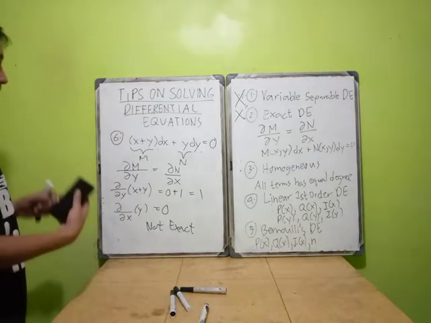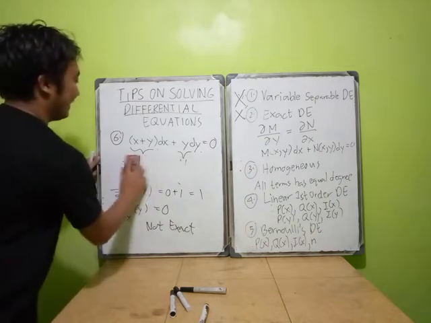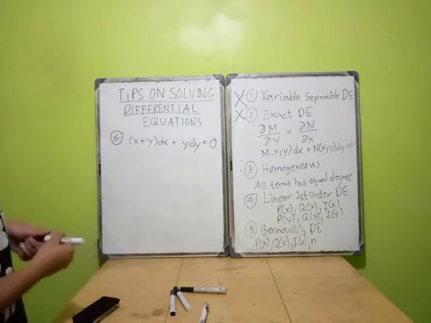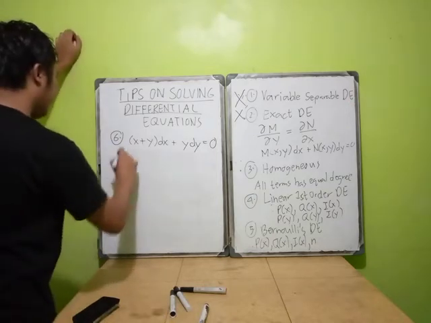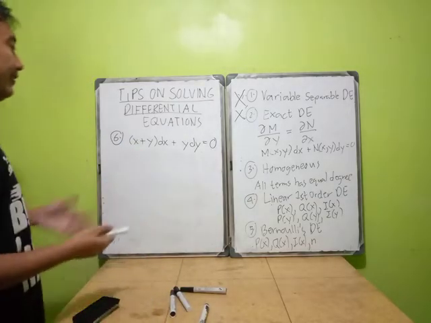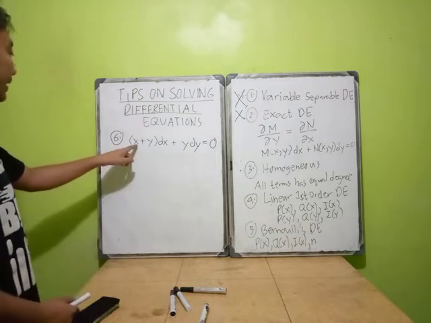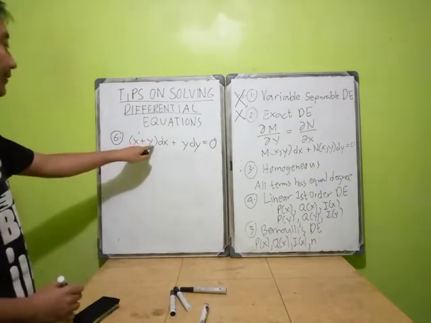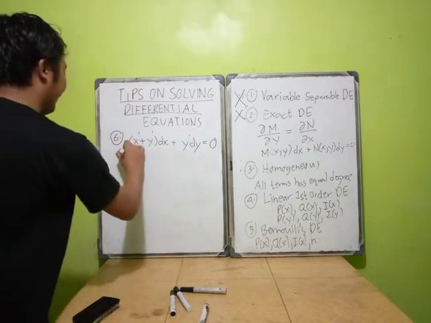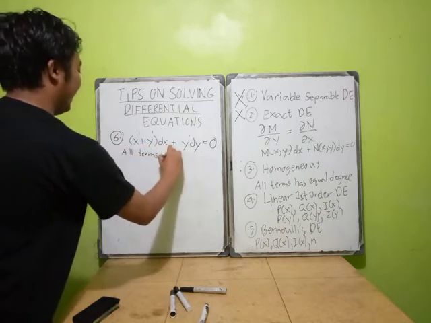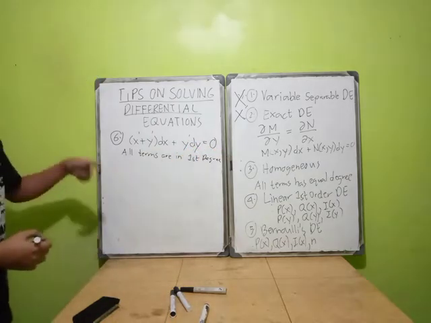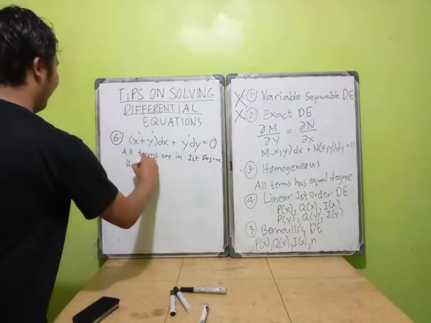So ano nga gawin natin? Let's proceed. Baka homogeneous siya. Try natin. X plus Y. So ano ang nasa homogeneous? All terms have equal degree. All terms have equal degree ba? Itong X, may power siya na 1. Hindi lang nakalagay. Itong Y, may power siya na 1. Hindi nakalagay. So therefore, all terms are in first degree. So therefore, this is a homogeneous differential equation.